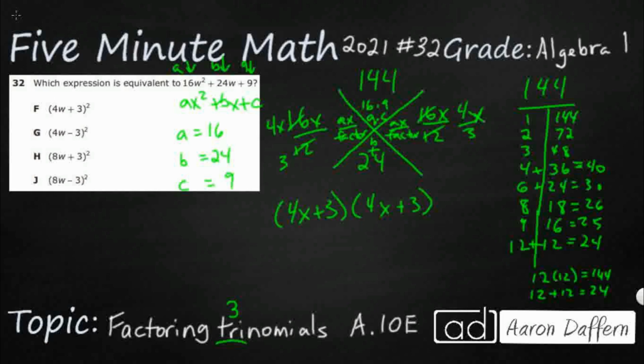So obviously we can just write it like this, 4x plus 3 squared, and then we'll just replace the x with a w, and we can FOIL it out just to double check, right? 4 times 4 is 16, x squared. It's going to be plus 12x plus 12x plus 9. That makes my 24x. Obviously, if we replace the x's with w's, we're back to what we started with. So 4w plus 3 squared, the answer is F.